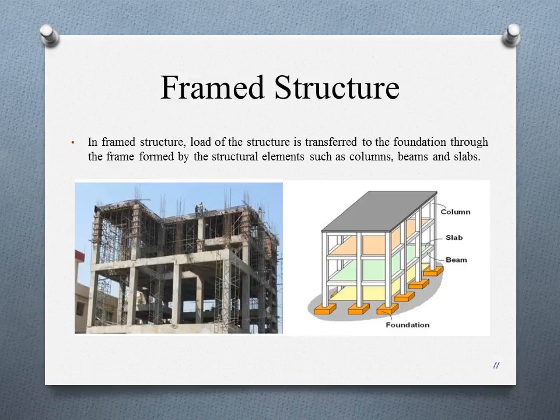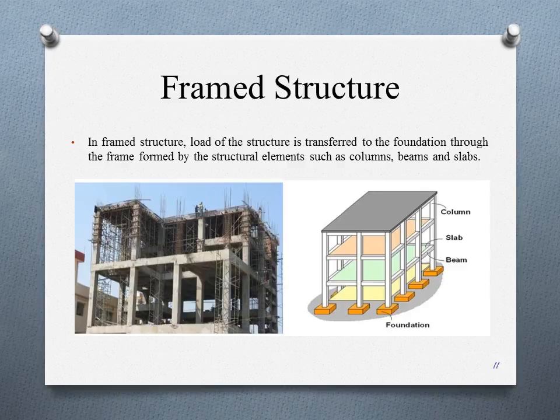Now this is a structure comprising of slabs which are resting on beams, and beams are supported by the network of columns. Now you can see there is the image of the frame structure. So this frame structure consists of slab, beam, column and the foundation. This frame structure can be of concrete, steel or of wood.